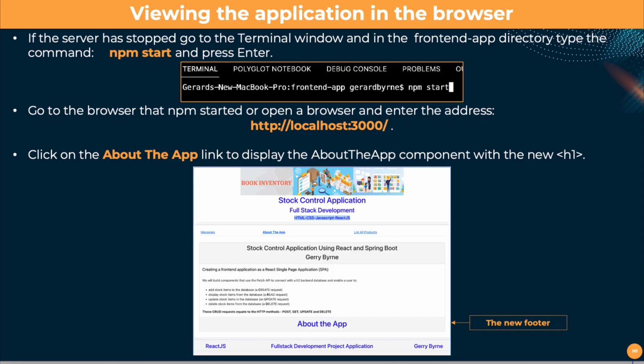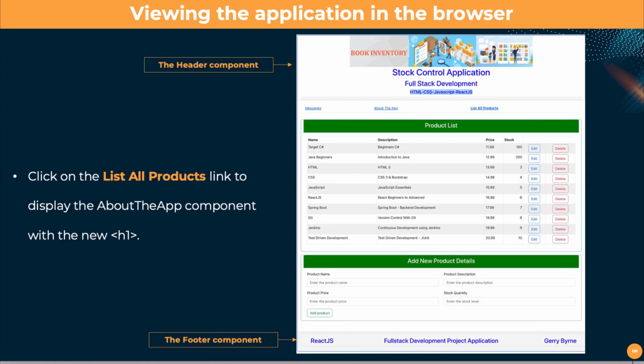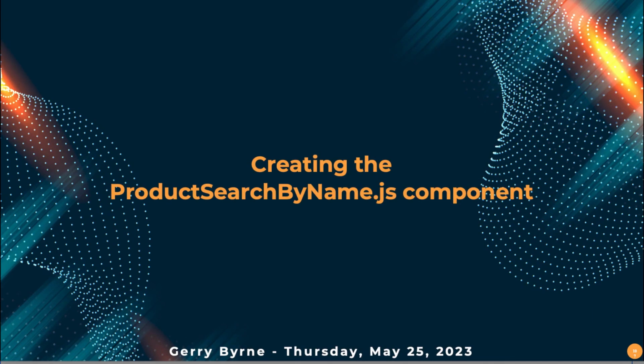So when we view the application, as I say, things haven't really changed much. We have just tidied it up a bit, but we'll have to be careful with the relative paths. So we can see our header, our footer, and then the normal layout with the product list in the middle.